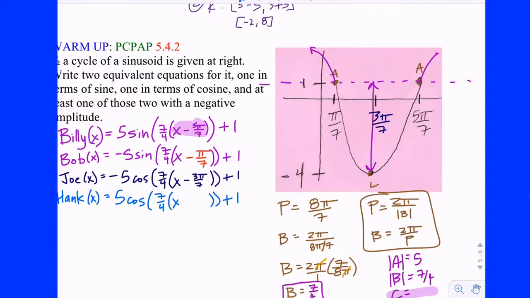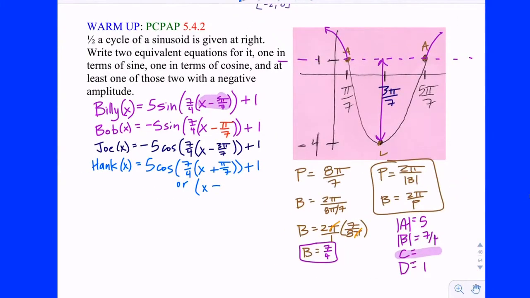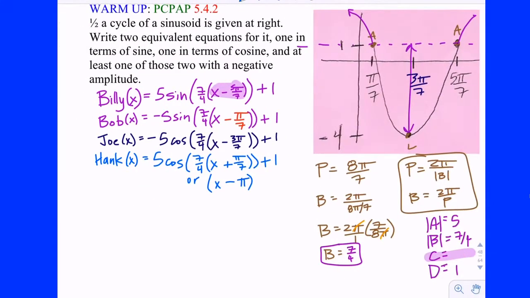Because how far apart are my critical values? 2 pi sevenths. We already established that. And if I go left one critical value or right one critical value, I'm at a high point. So pi sevenths minus 2 pi sevenths is negative pi sevenths. And so if I wanted to get over to negative pi sevenths, would it be plus or minus pi sevenths? It'd be plus if I want to go to the left. Or I could go right, and it'd be minus. What would the next one be to the right of 5 pi sevenths? 7 pi sevenths or pi. Yeah, so you could also do x minus pi for your horizontal shift. There you go. Not so bad, huh?